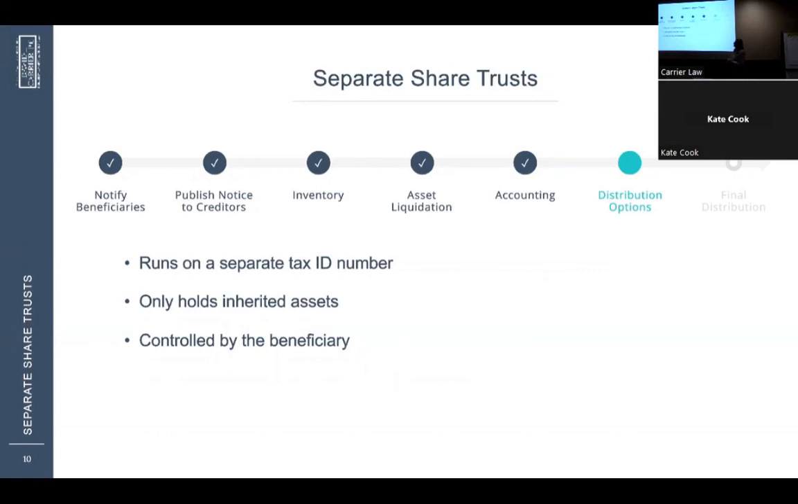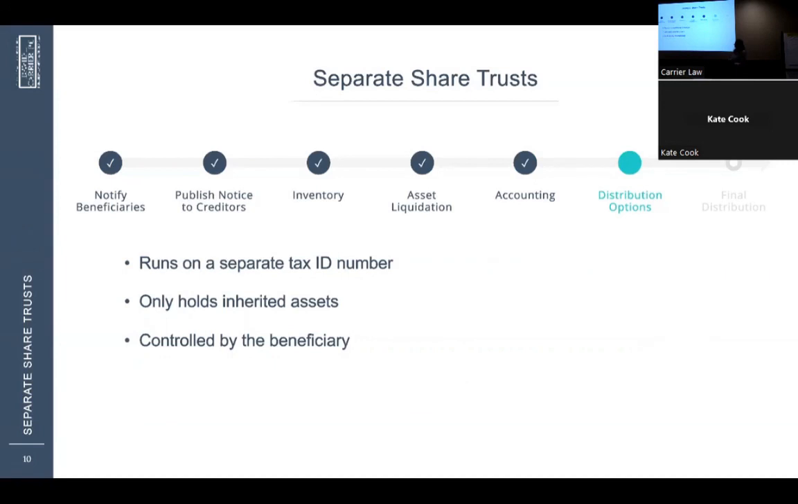So if you were interested in a separate share trust, what that looks like is appointing somebody to be a co-trustee along with yourself. Both of you have access to those funds, but you as the beneficiary are the only person who's entitled to use those funds. That separate share trust also runs under its own separate tax ID number, and you can only hold your inheritance in this separate share trust. You cannot commingle funds from any other sources.